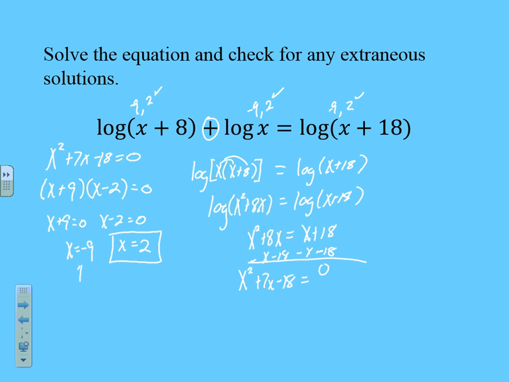So the minus 9, that's what we would call the extraneous solution, because it is a solution for the quadratic that we wound up getting, but it is not a solution of the original log equation. So the only solution that we have for this problem would be the 2.